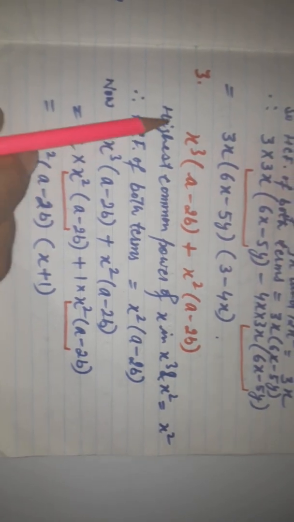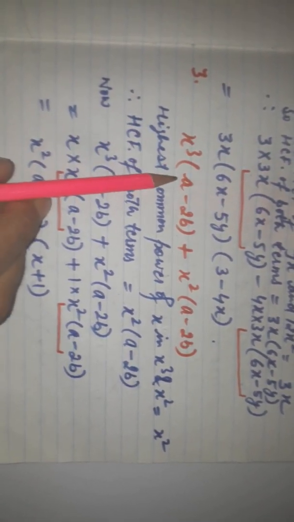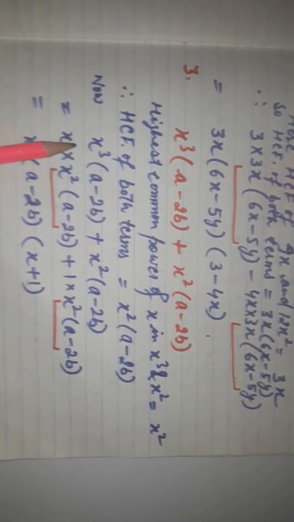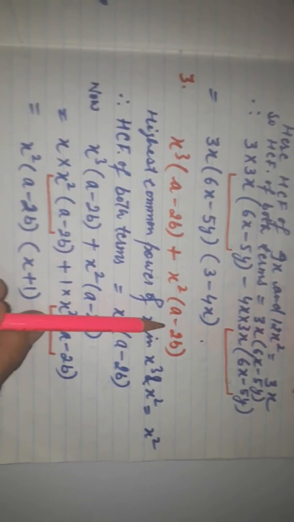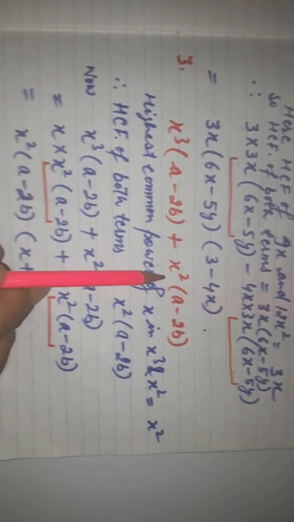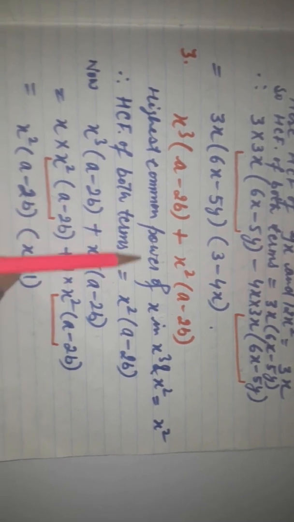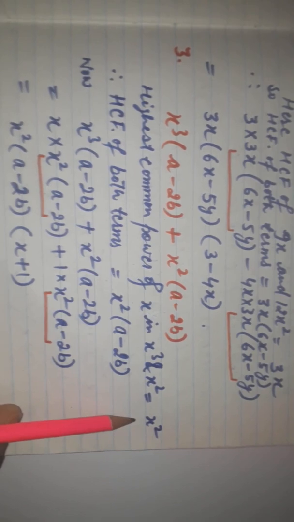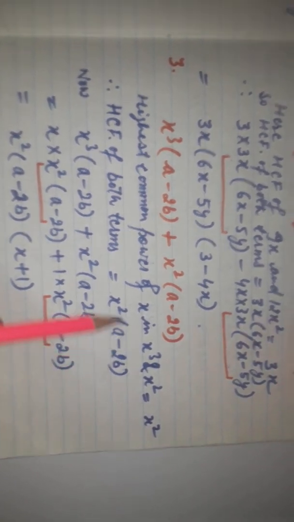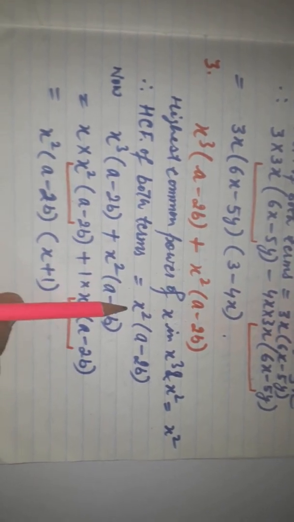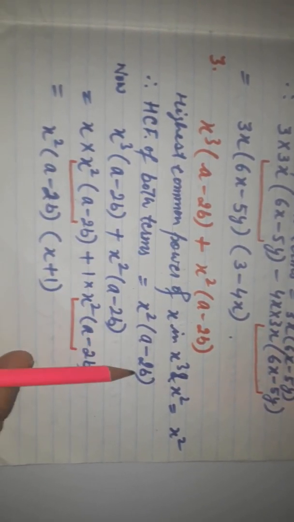The next one is also the same as it is. In this case what is given: x raised to 3 into (a minus 2b) plus x square into (a minus 2b). So in this case (a minus 2b) is the common factor, a binomial. But in case of x cube and x square, which is the highest power of x common in these two terms? That is x square. So therefore the HCF of these two terms is x square into (a minus 2b).